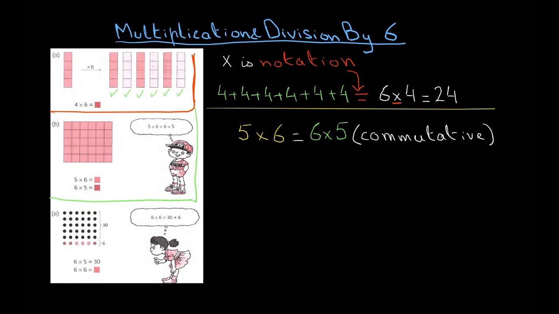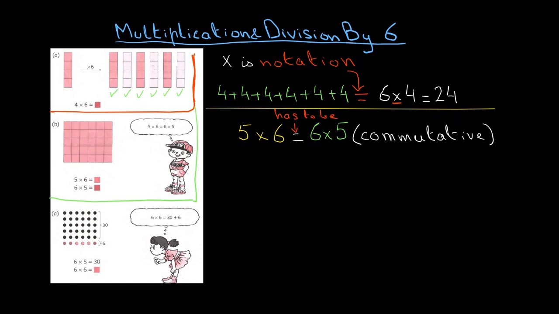I don't even know what 5 sixes are. It doesn't matter what it is, but it has to be equal to 6 fives. This equality is different from notation; it is saying it has to be equal to 6 times 5. Why is that? Let's look at 5 sixes first. Here's a 6, 2 sixes, 3 sixes, 4 sixes, and 5 sixes. I'm just counting the squares.